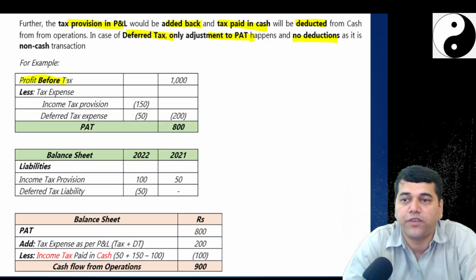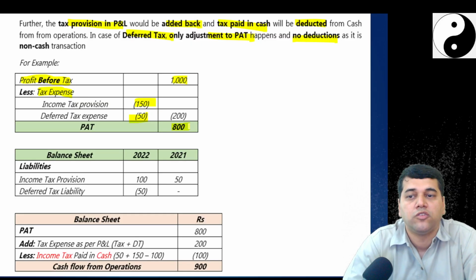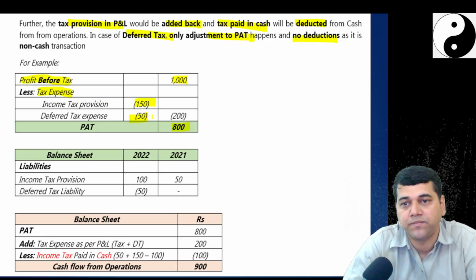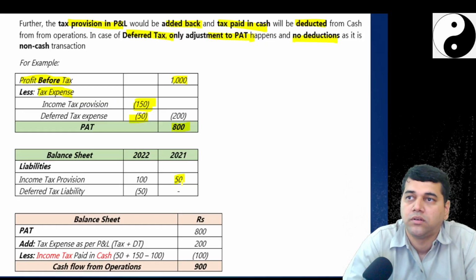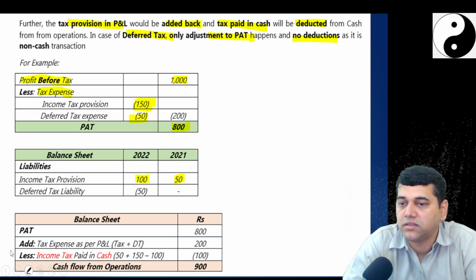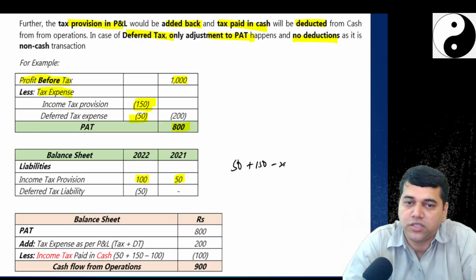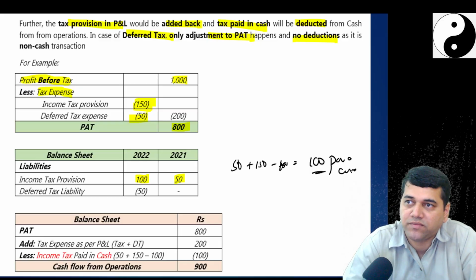Say for example, your profit before tax is 1,000. You deduct tax expense, income tax provision 150, deferred tax expense 50. So how much is PAT? 800. But if you see now, balance sheet, you made a provision of 150. Already there was an opening provision, but the closing provision is 100. That means you must have paid how much? How much is the cash payment? 50 plus 150 minus 100. 100 you must have paid in cash.